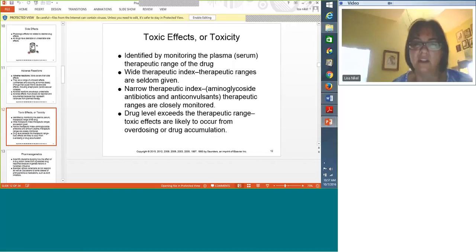If a drug level exceeds the therapeutic range, toxic effects are likely to occur from an overdose, meaning they've got too much of a dose and their dose needs to be decreased, or the drug could be accumulating because their body is not eliminating or excreting it the way that it should be. And perhaps that's related to some underlying kidney or liver dysfunction, where the drug accumulates in the system because the body's not able to filter it out.